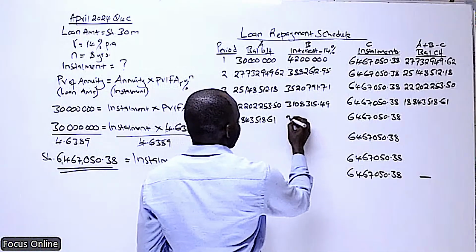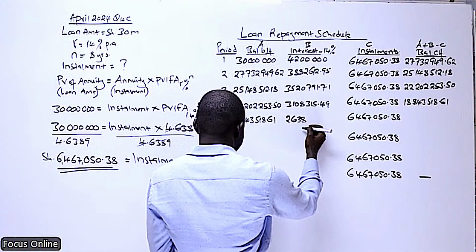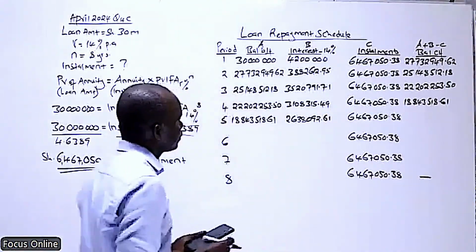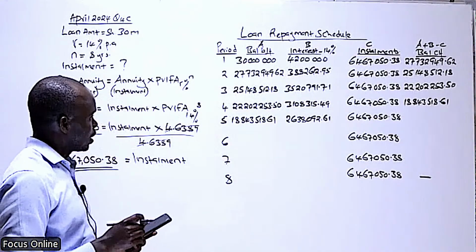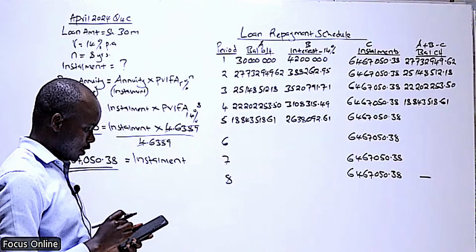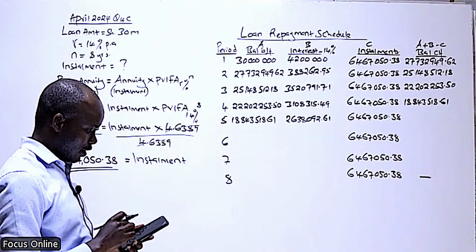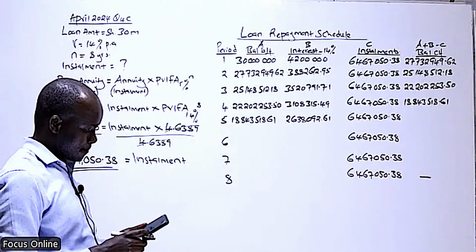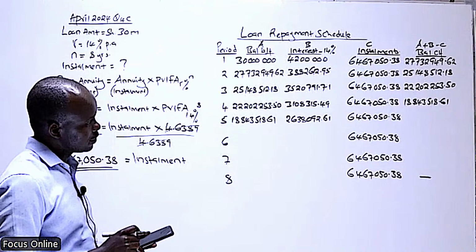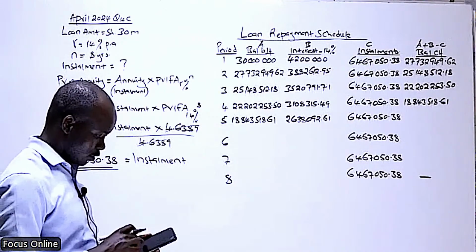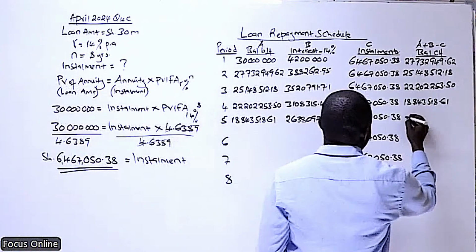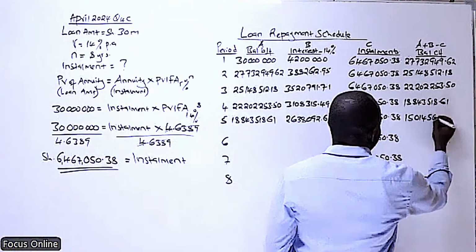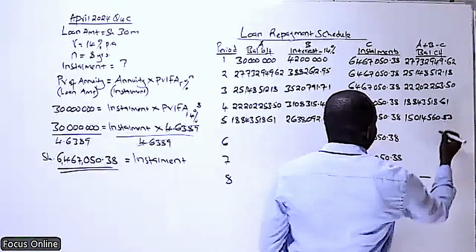The interest is 2,638,092.61. Then plus the balance brought forward 18,843,518.61 minus the installment 6,467,050.38. So this is 15,014,560.83.